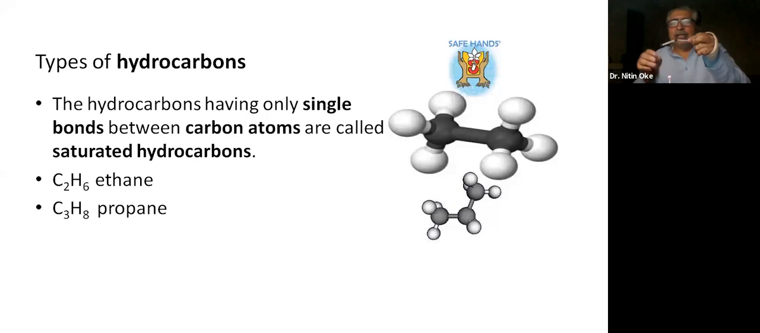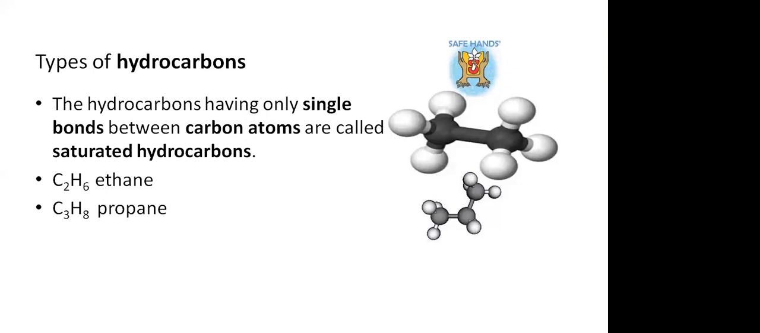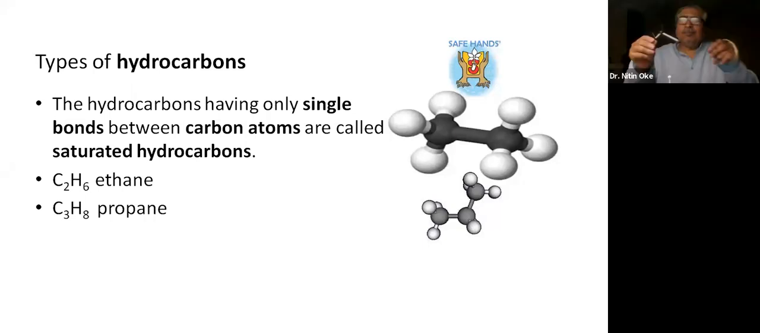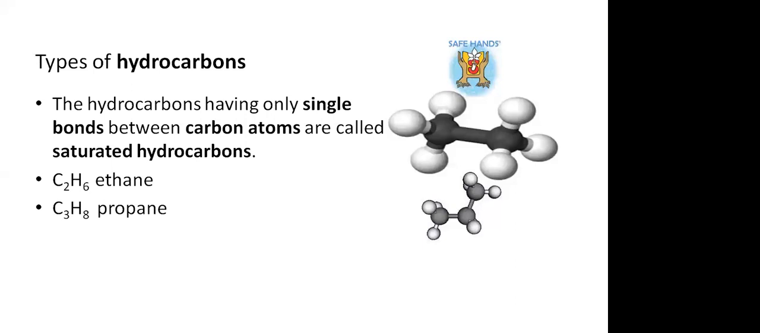So the structure looks like this. Now please tell me how many hydrogens will be available over here? 2. Only 2, sir. 2. Yeah.